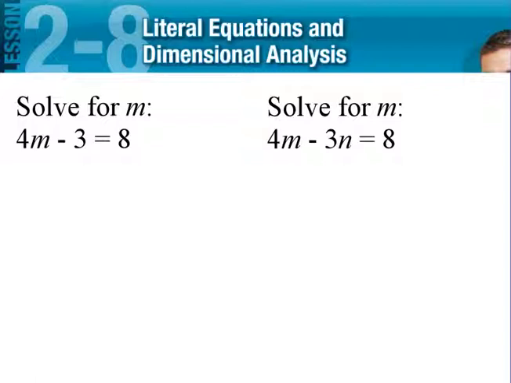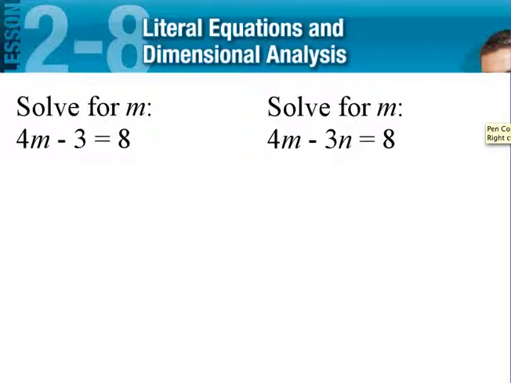The very first thing I'm going to do is compare this to what I have here on the board. Here on the second equation, what I've done in the past is solve 4m minus 3 equals 8. What I'm going to do now is solve 4m minus 3n equals 8. So we're going to work these side by side.